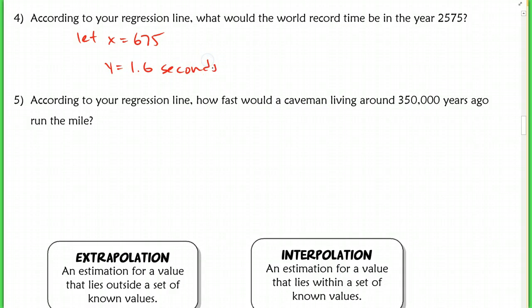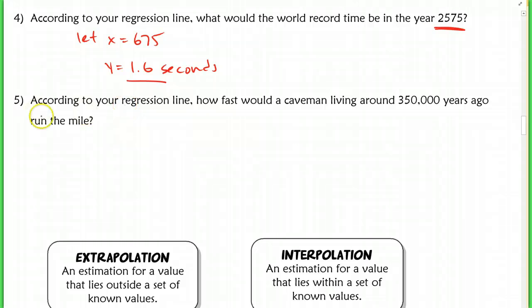Now, that's pretty much crazy, right? Like, I don't think the human body, I know they talked about the 4-minute mile being impossible to break that barrier, but I don't really think that in the year 2575 the human body will be running the mile in 1.6 seconds, unless, you know, we're being teleported. But so this model isn't really working now, you're noticing, for numbers that are outside of our data set.